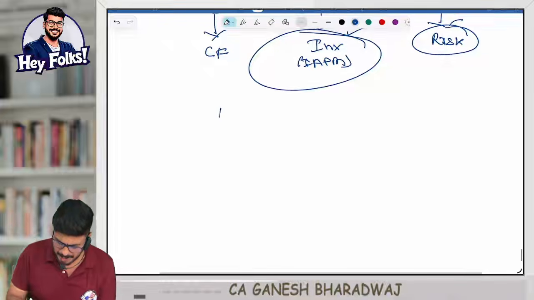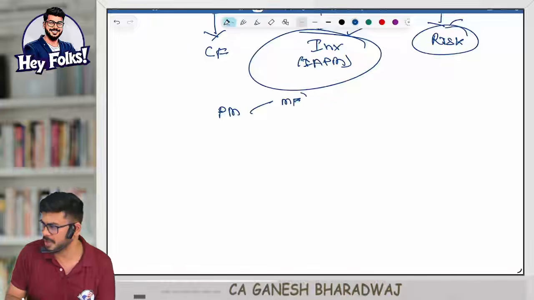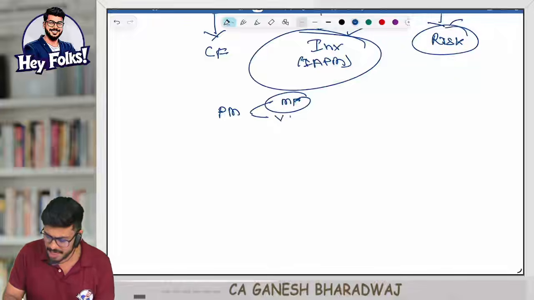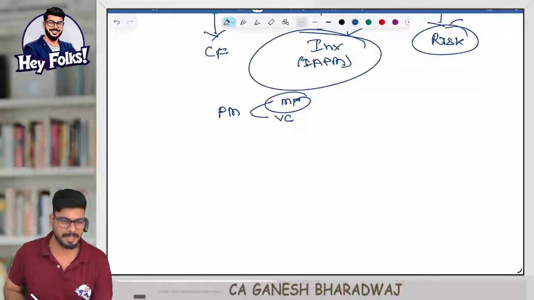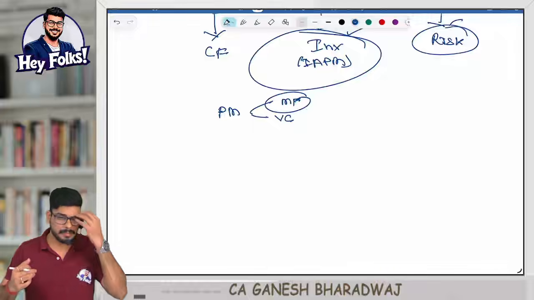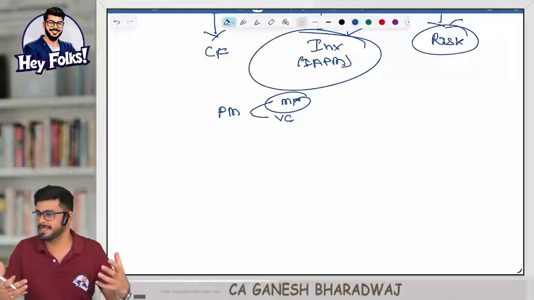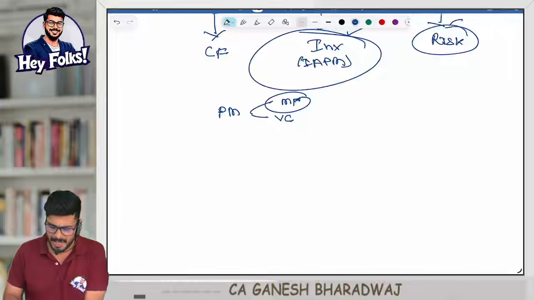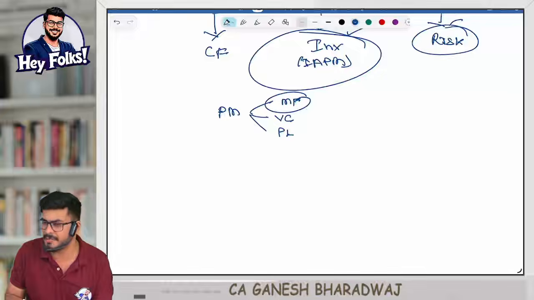Some examples of portfolio managers are, as I told you right now, mutual fund houses. That is one example. Have you guys heard of venture capital funds? Now, you guys have seen Shark Tank and all. Shark Tank, where some people pitch their ideas, and some rich investors will be investing. There's also something called private equity.